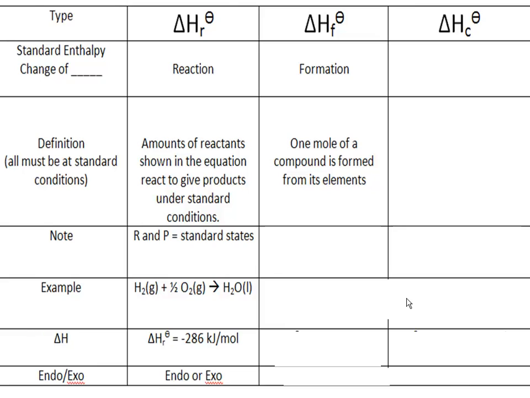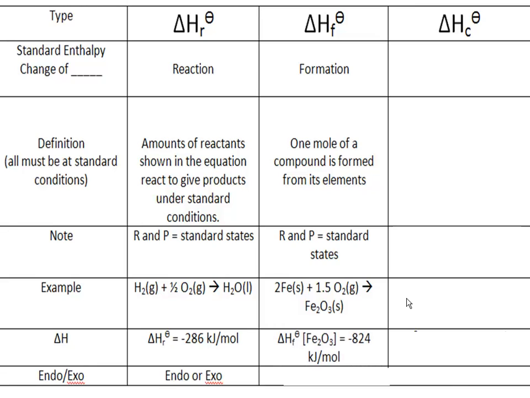F stands for formation. 1 mole of compound is formed from its elements. So the last example could be a formation reaction. Standard states. Here you have an element iron plus its oxygen makes a compound, so it's a formation. It has to come from basic elements. You can't have a compound on the reactant side in a formation reaction. In this case, it's negative 824, and it could be either endo or exothermic.